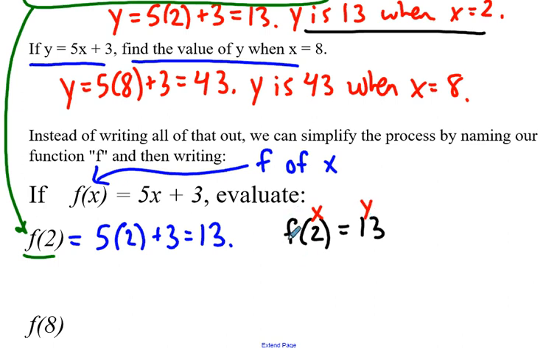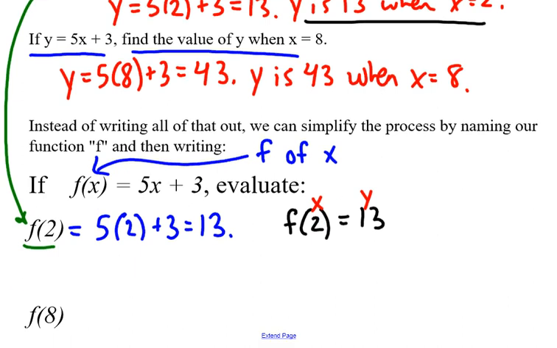F is just the name of the rule. The x coordinate is the input, the y coordinate is the output. One more example, instead of writing this second example all the way out, I would put in 8 for x, because 8 is in parentheses. I get 5 times 8 plus 3, which is the same 43 I got before. A lot less to write.